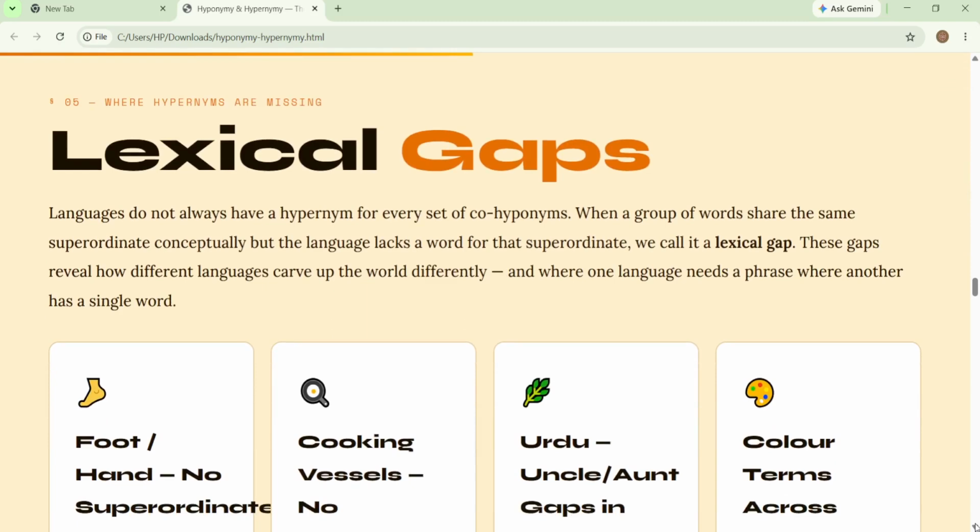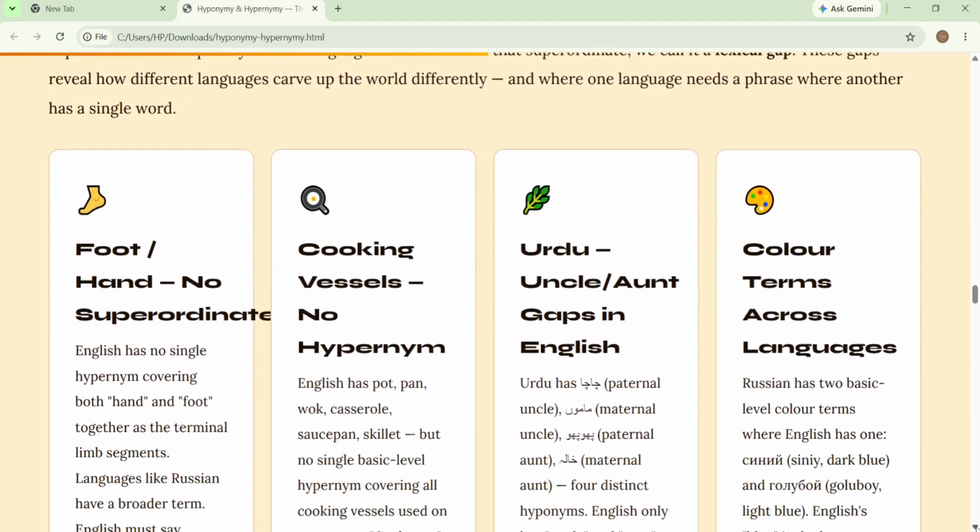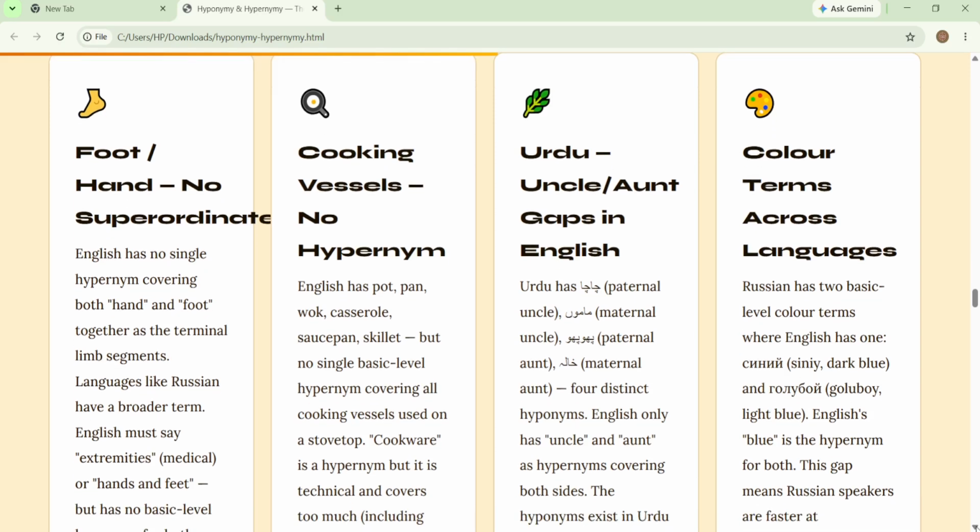Lexical gap, where hypernyms are missing. Language does not always have a hypernym for every set of co-hyponyms. When a group of words share the same superordinate conceptually, but the language lacks a word for that superordinate, we call it a lexical gap. These gaps reveal how different languages carve up the world differently, and where one language needs a phrase where another has a single word. So we're going to look at lexical gaps now.